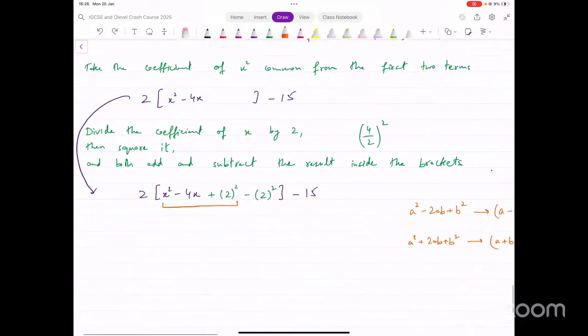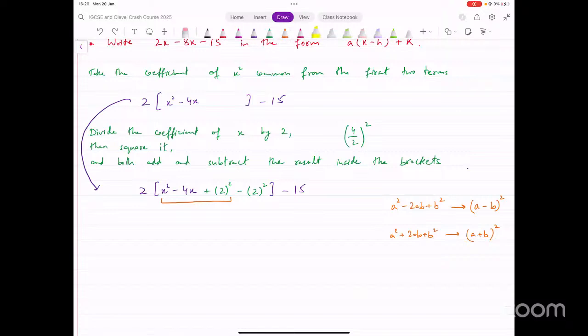So now, in place of a, you have x, right? In place of b, you have 2. So in the next step, you can say these three terms can now be written as a minus b. So that means x. So this is a.